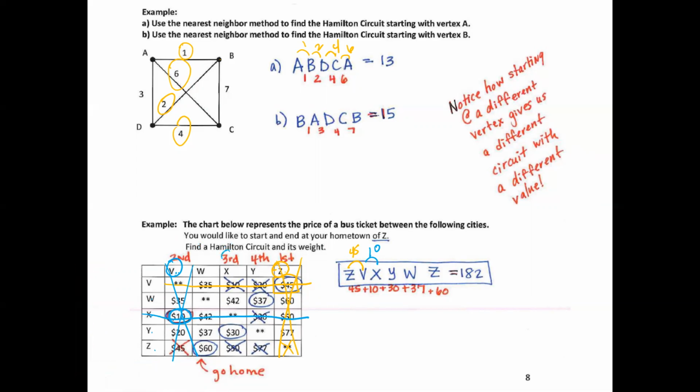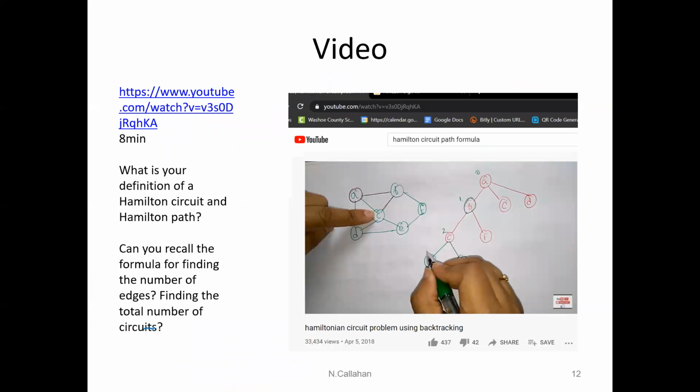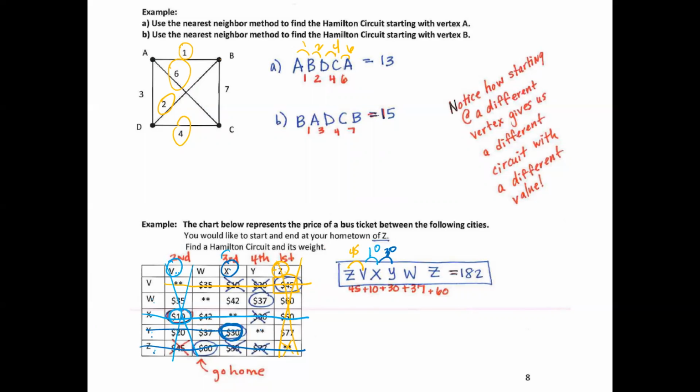And then I go to the X, which is right over here, which is my third one. And then I look at, okay, X to W, X to Y, X to Z, which actually Z is done, just kidding. Which one's the least expensive? It will be X to Y, which is $30. So, oops, cross out the Y. Cross out the X.